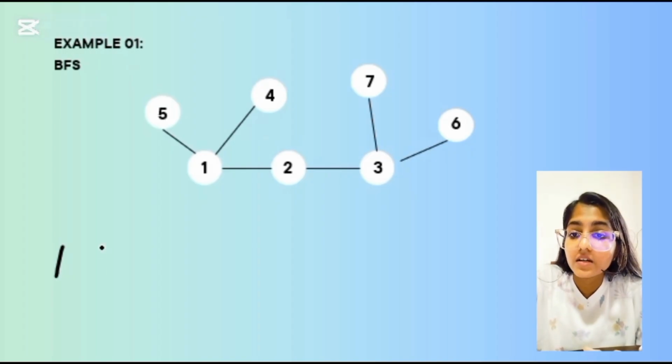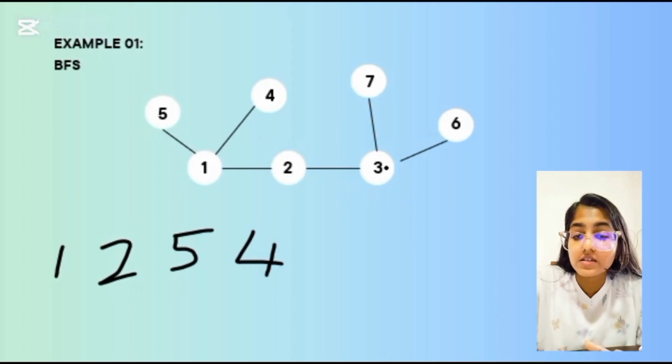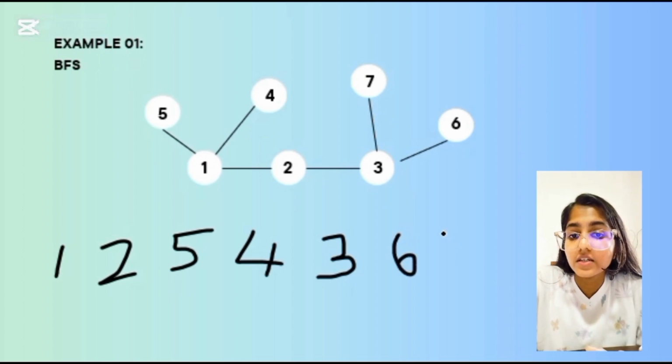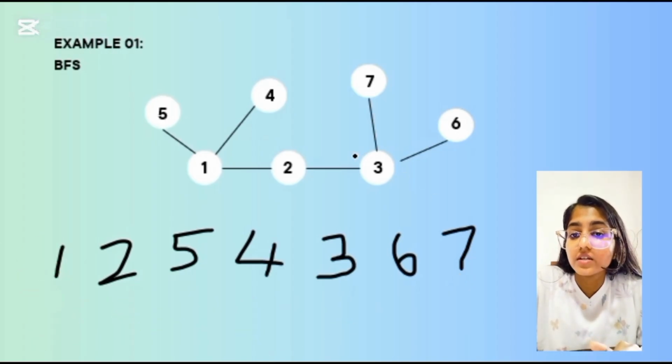So I'll write 2, 5 and 4 here. Now all these vertices are visited. Now using the remaining vertices, the next vertex you must visit is 3. So you must write 3 here. Then you must explore all the adjacent vertices of 3. The adjacent vertices of 3 are 6 and 7, and you must write those adjacent vertices after 3 here in any order you like. So this is the breadth first search using this graph.